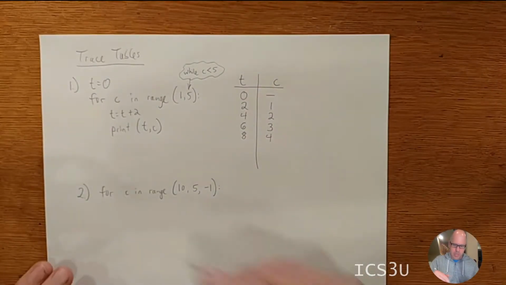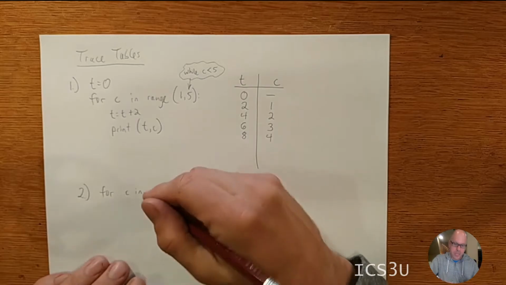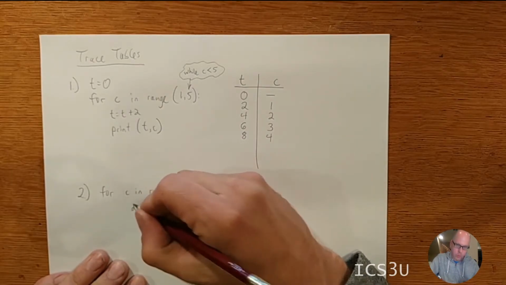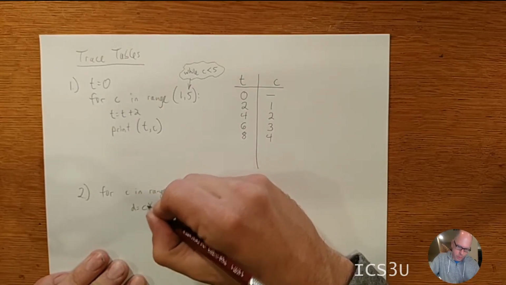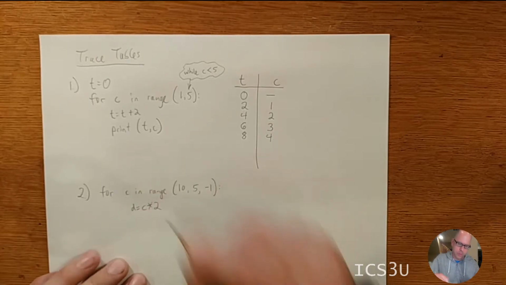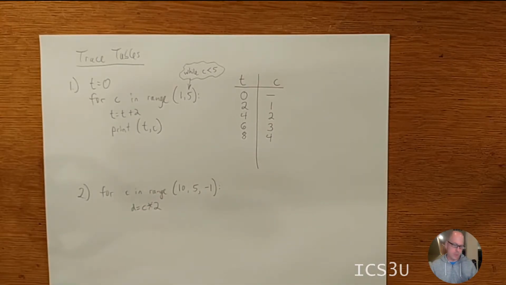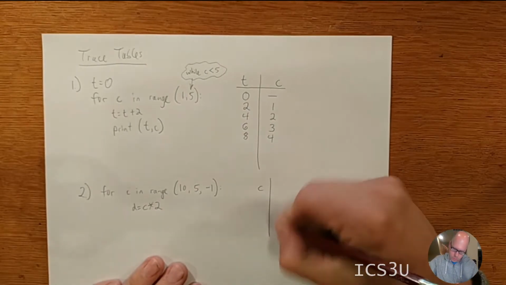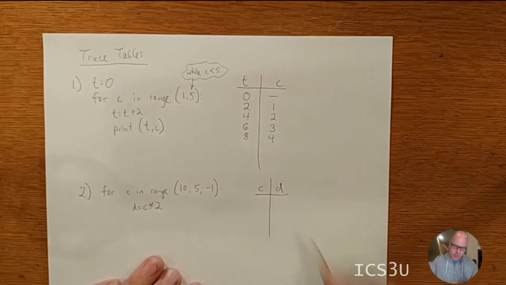And then the next line of code is d equals c times 2. So in this case, d depends on c. So we're going to start with the independent variable, c. We can put all the values of c down at the beginning because it's independent of anything else. d, on the other hand, depends on c.